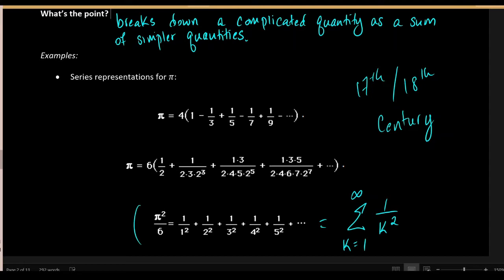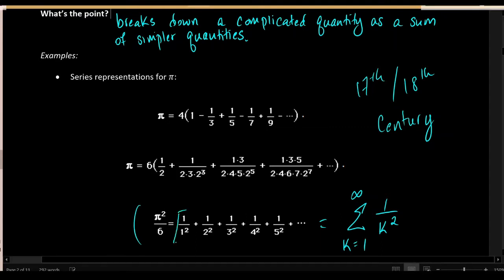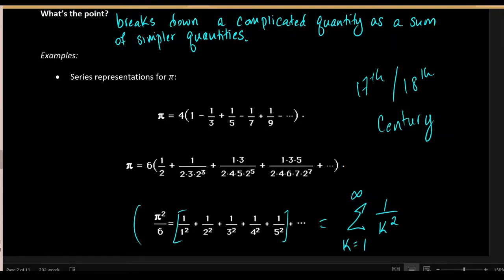So if you only wanted maybe an approximation of pi to 4 or 5 decimal places, then one option would be to perhaps just take the first couple of terms in this sequence, add them together, and that would be approximately equal to pi squared over 6.